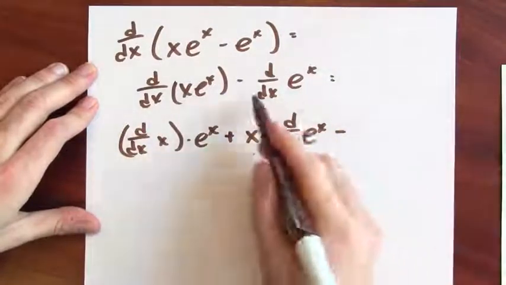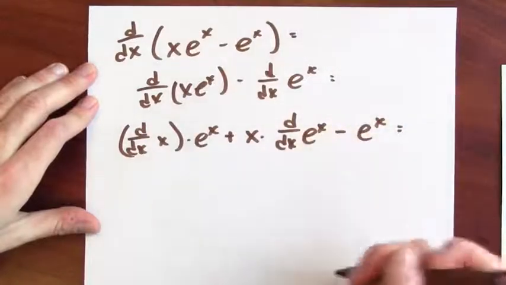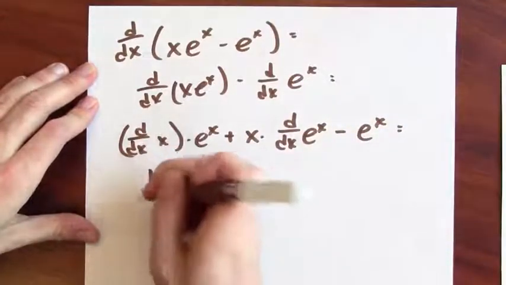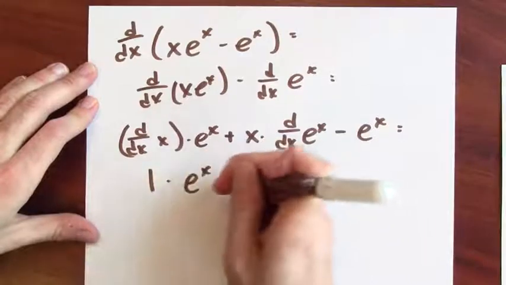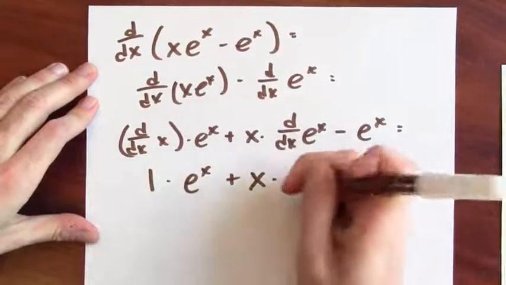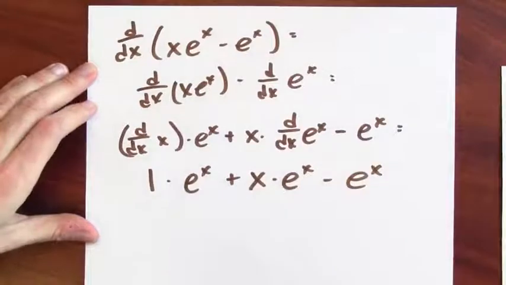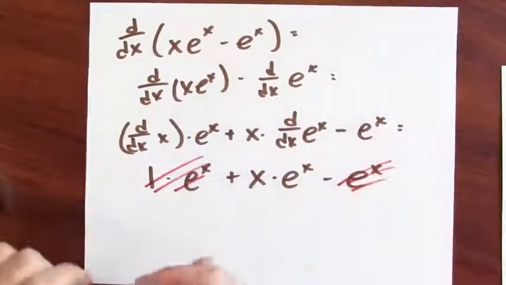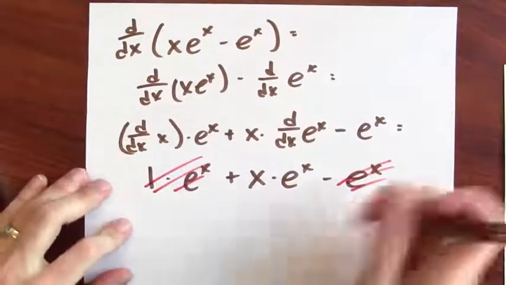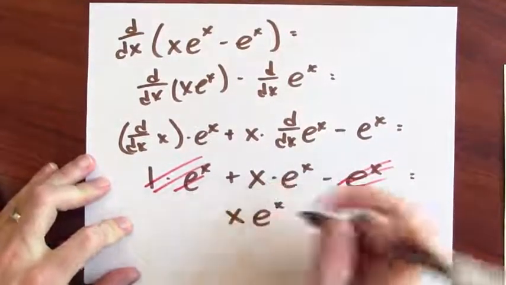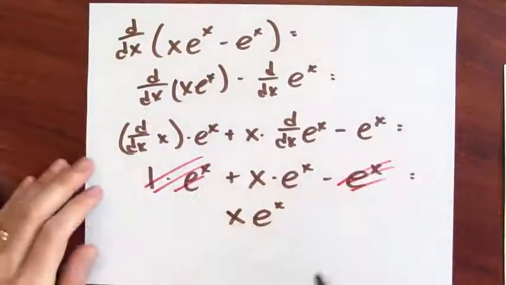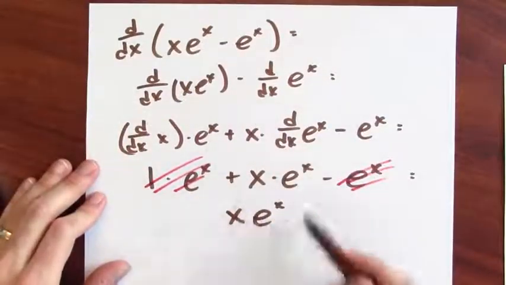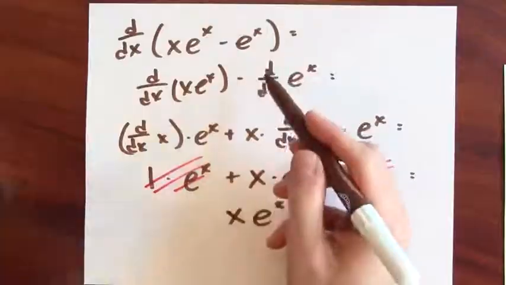And then I subtract, well, the derivative of e to the x is just itself. And now I've got the derivative of x, which is 1 times e to the x, plus x times the derivative of e to the x, which is e to the x, minus e to the x. And here's the slightly exciting part, right? This and this cancel. And all I'm left with is just x times e to the x. So in fact, we have found an antiderivative for x e to the x. Here it is. And of course that makes sense, because integration by parts is just the product rule in reverse.